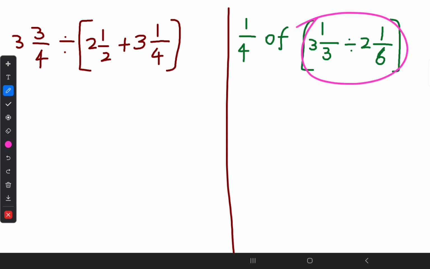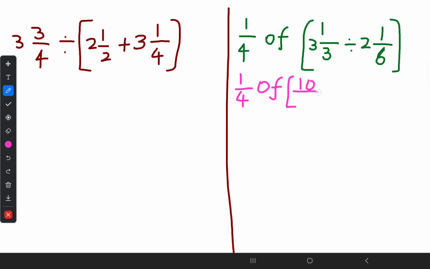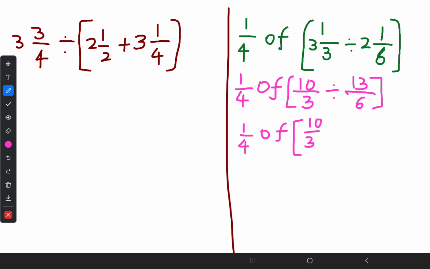Okay, in the second question here there's a bracket. Now before doing that you should convert the mixed fraction to an improper fraction. So 1 upon 4 of, inside the brackets. When we convert the mixed fractions to improper fractions, 3 3s are 9 plus 1, it would be 10 over 3, divided by 13 upon 6. Then 1 upon 4 of this division should be converted as multiplication. That means 3 upon 10 remains constant. This division will become multiplication. So its reciprocal would be 6 over 13.